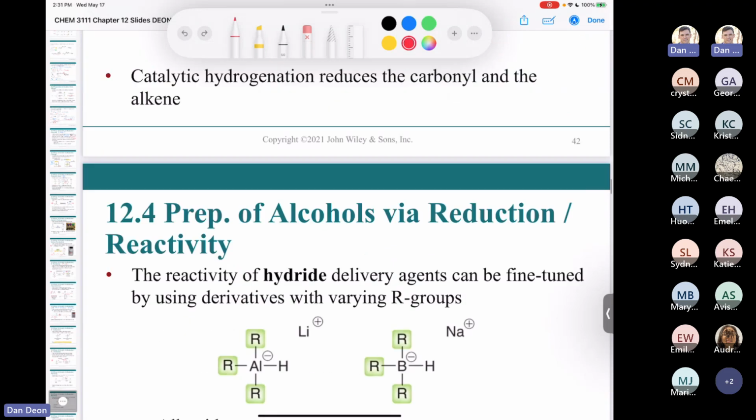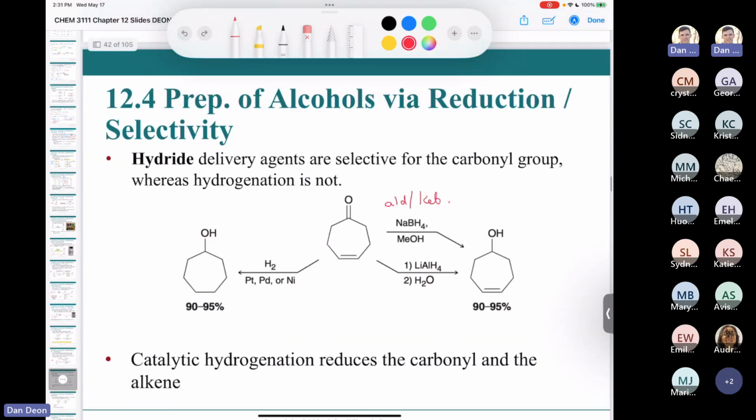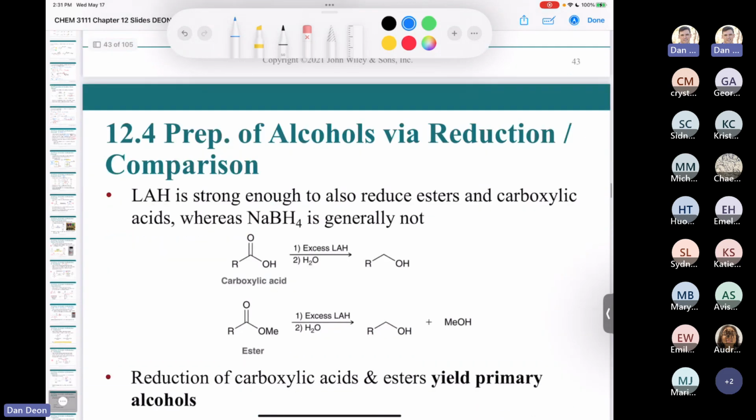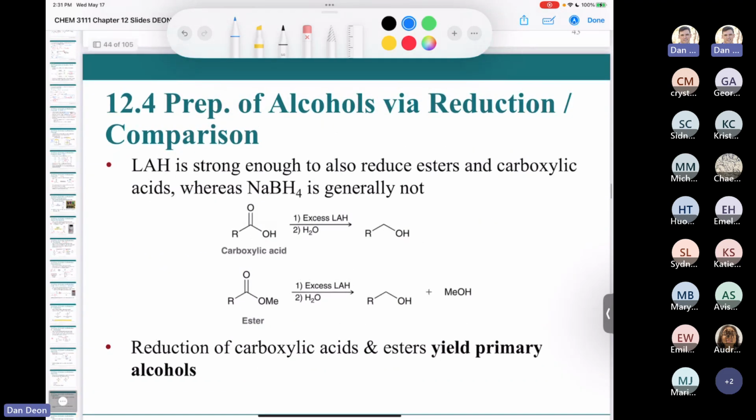Now, you remember that on the last slide, I mentioned that lithium aluminum hydride can also reduce carboxylic acids and esters. So let me show you what that looks like. The way that we do that is that instead of just putting LAH, we have to use an excess of LAH to reduce a carboxylic acid or an ester. And there's a good reason for that. You need more than one equivalent of the hydride ion to do the reduction.